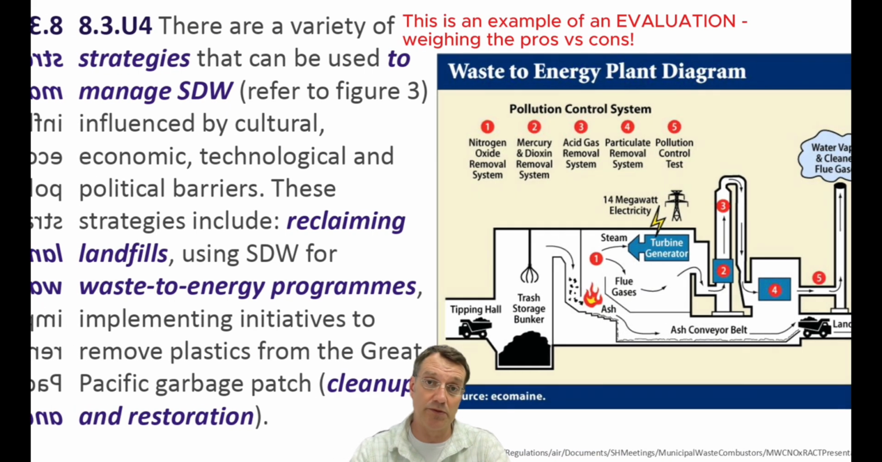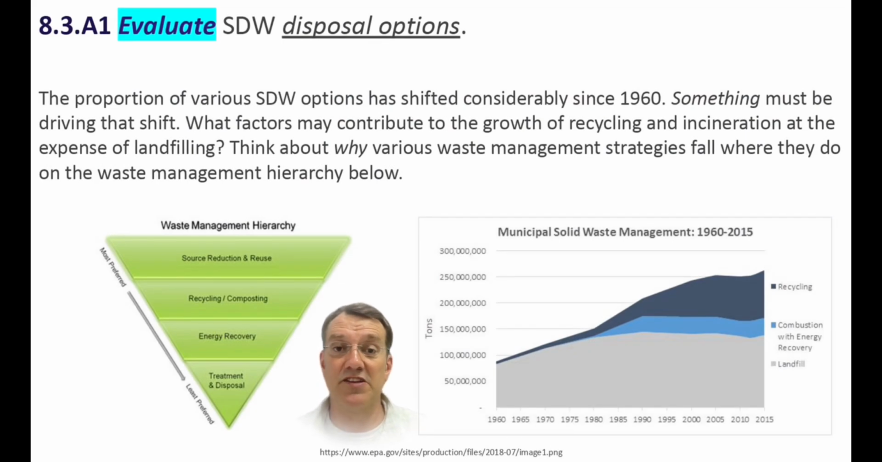Disposal options for solid domestic waste shifted pretty dramatically since 1960, with recycling and incineration growing while landfilling decreased. This shift resulted from environmental awareness, from economic factors, and from changes in regulations. The waste hierarchy explains why certain options are preferred based on environmental impact and resource conservation.